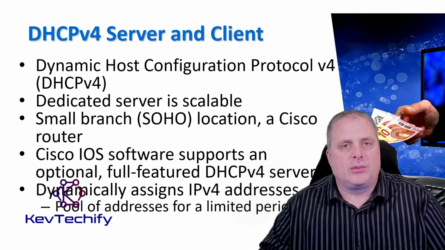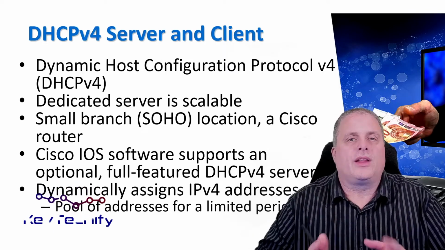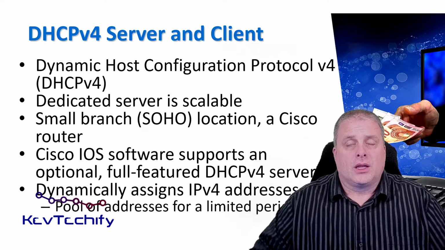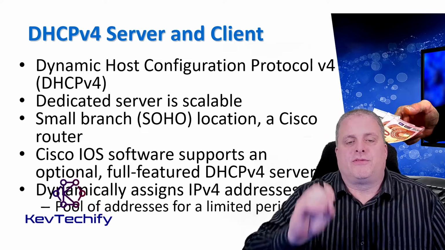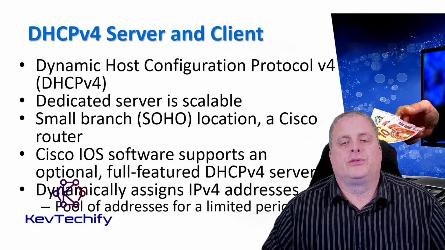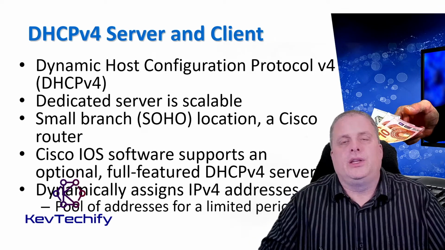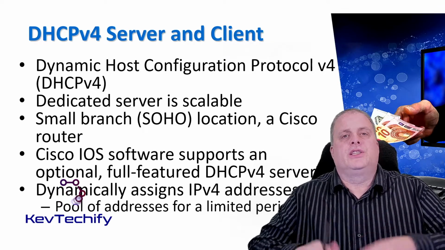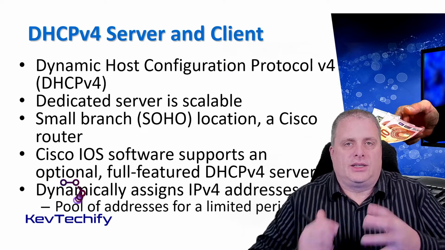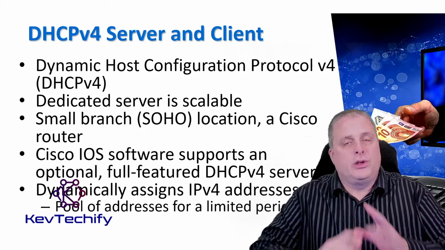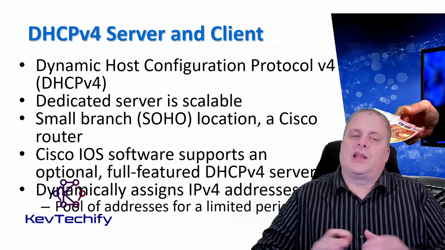In a test environment, in lab networks, I set up DHCP servers quite a lot on my routers there. The Cisco operating system supports a full-featured DHCP version 4 server. It has all the features you typically need, but it just doesn't scale to larger networks. And so that's where we use it on a smaller network. It's optional. You don't have to use it. In production environments, I don't see a lot of people doing that.